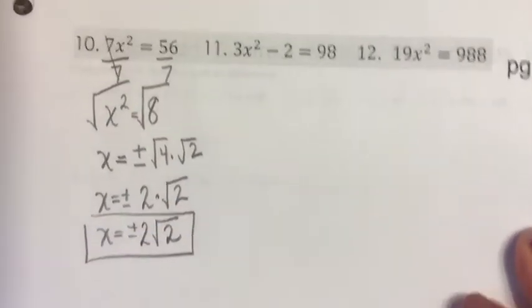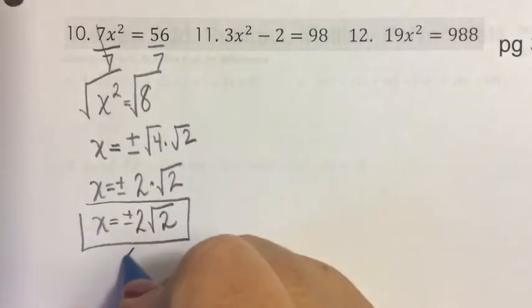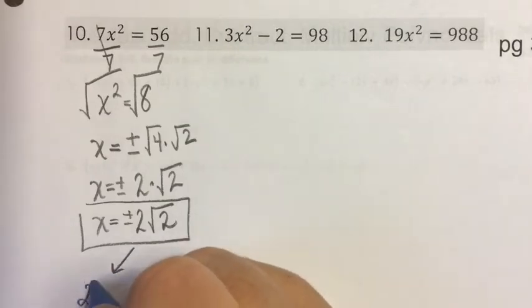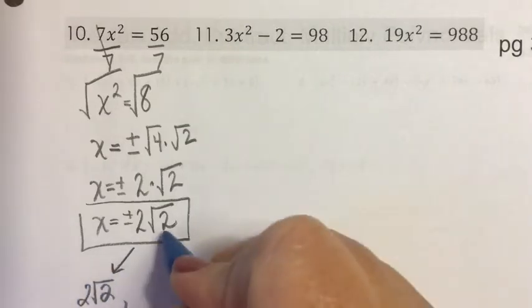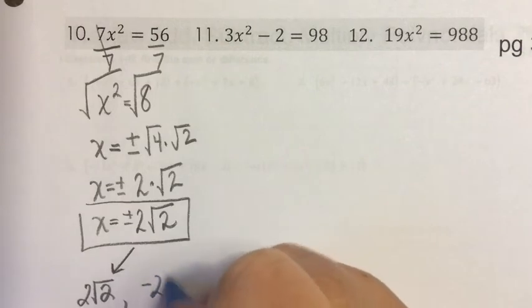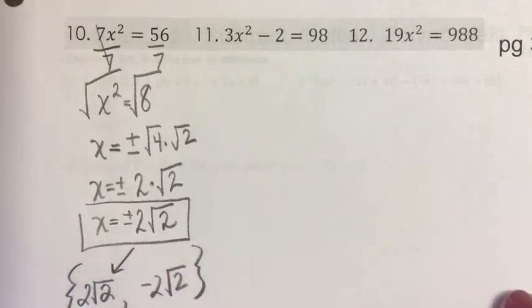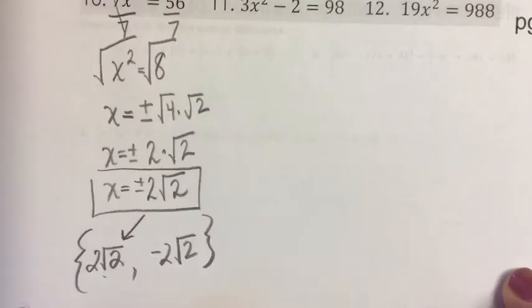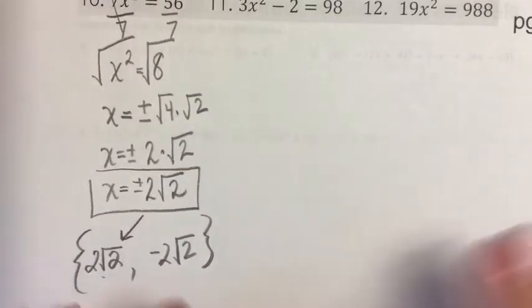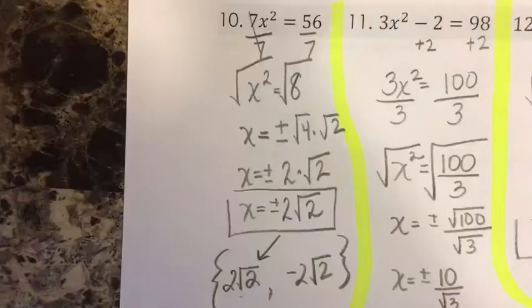And I want you to realize, you don't have to write it this way, but I want you to realize that you have two answers, positive 2 square root of 2, and you also have negative 2 square root of 2. Those are the two solutions to that quadratic function. Why don't you try number 11 and number 12?